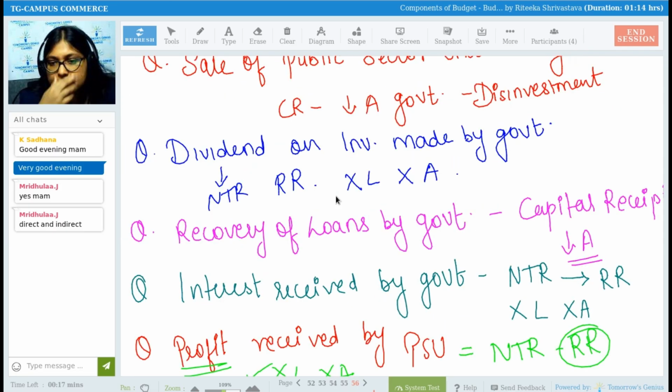Fine. Okay. So this kind of question comes as MCQ, or at times they put it on an assertion-reasoning basis also. So you should know.